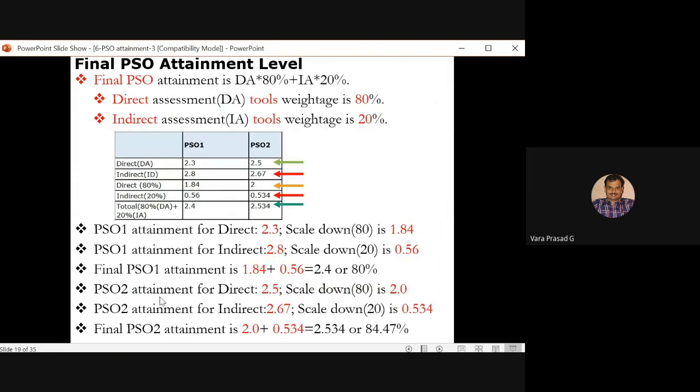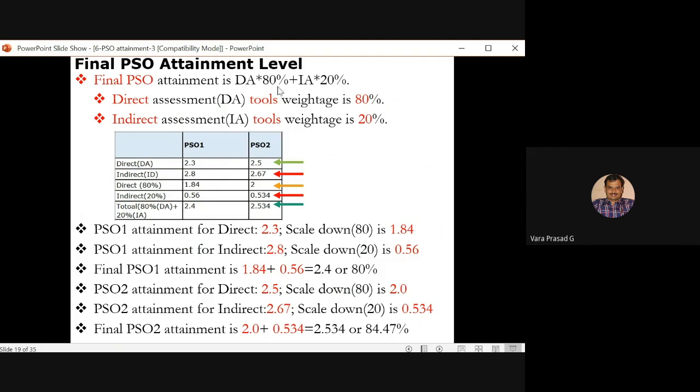So far we have talked about how to calculate the direct attainment value. We know how to calculate the PSO attainment value also. Whatever value I got here, the direct attainment value and indirect attainment value, I just copied from the previous slide. So now, how do you calculate the final PSO attainment value here?